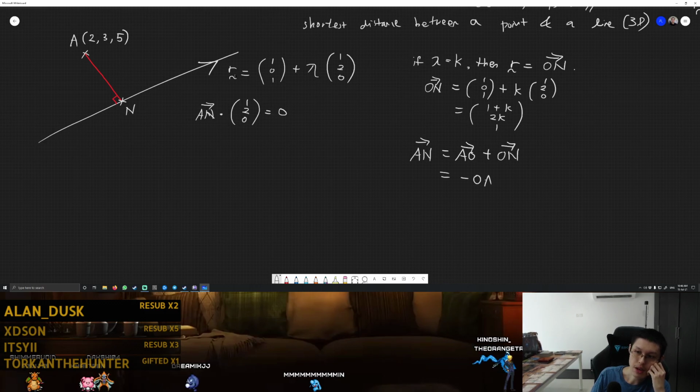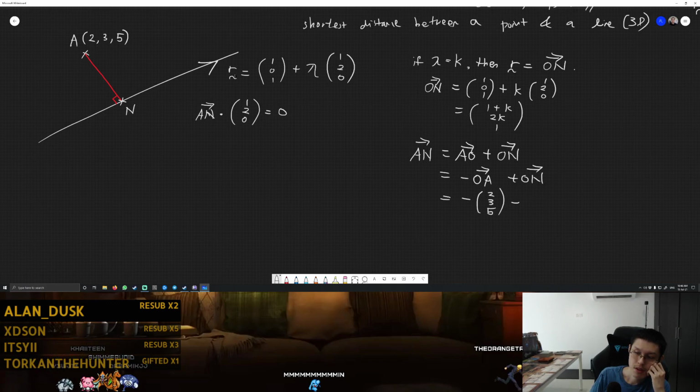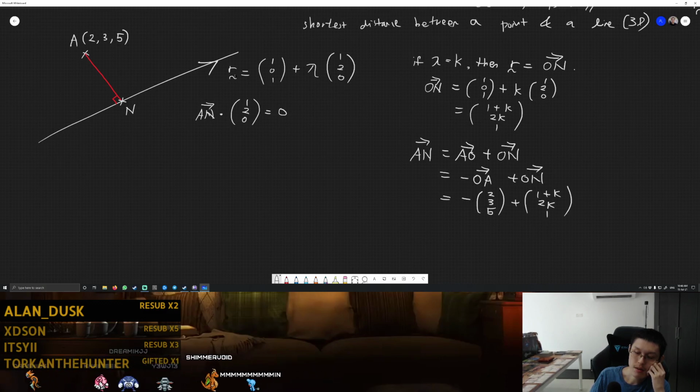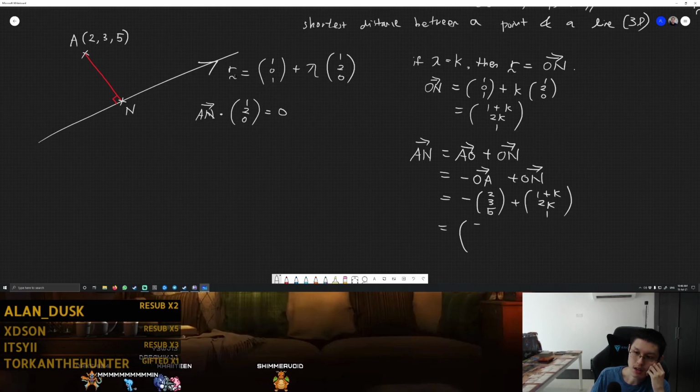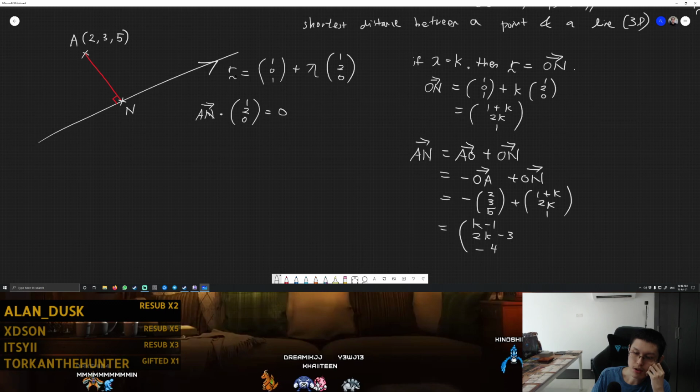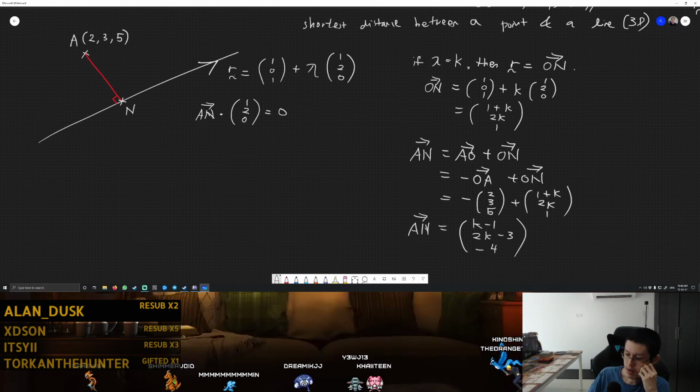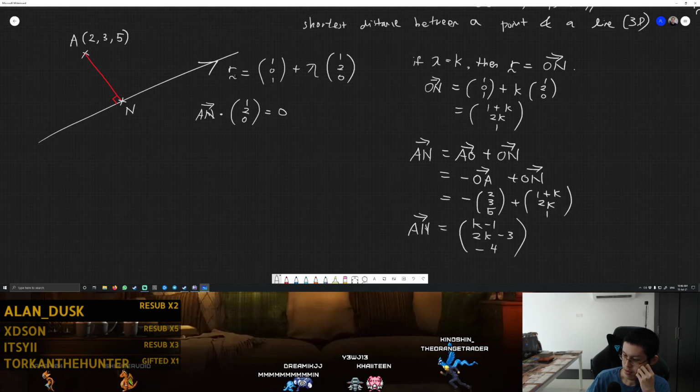AO is negative OA, and we know what OA is. OA is actually (2, 3, 5). ON is (1 plus k, 2k, 1). So adding these up, we get negative 2 plus 1 is negative 1, so k minus 1. Negative 3 plus 2k gives me 2k minus 3. And then negative 5 plus 1 gives me negative 4. So we have actually found AN. There we go.